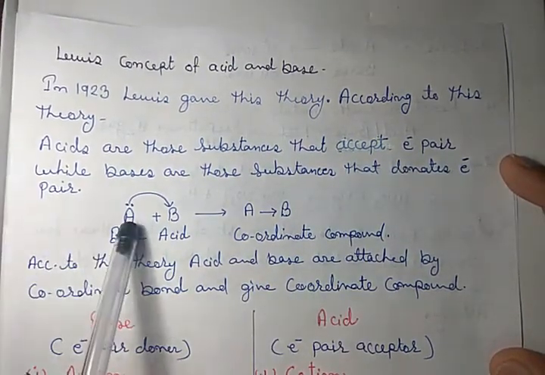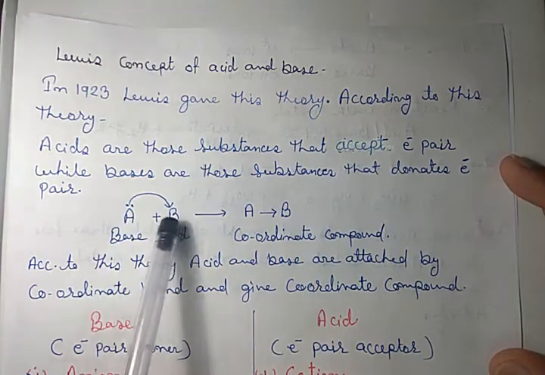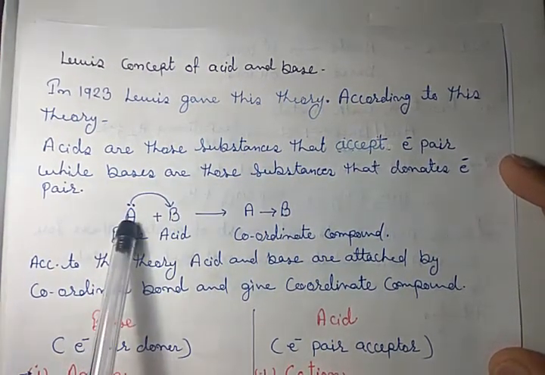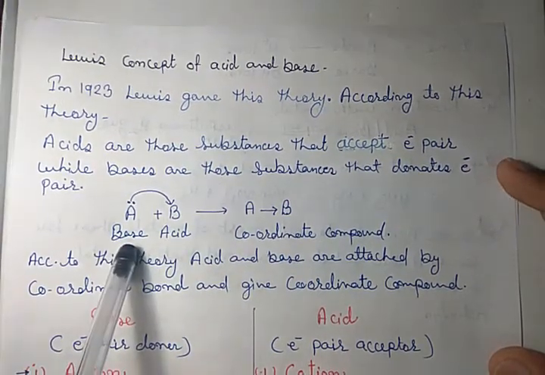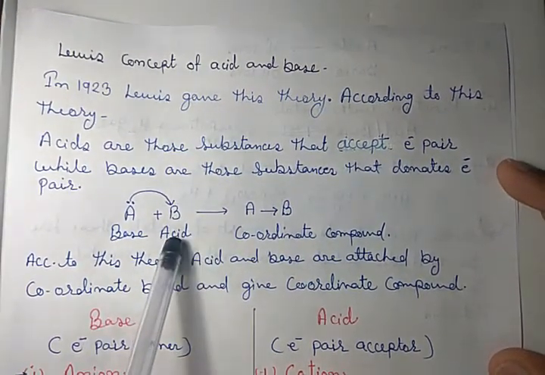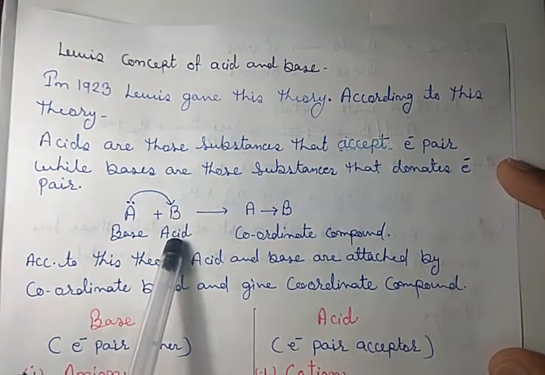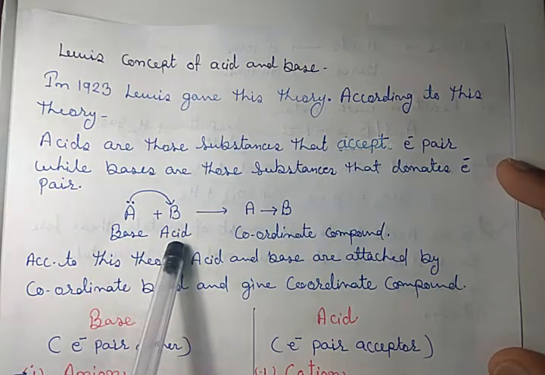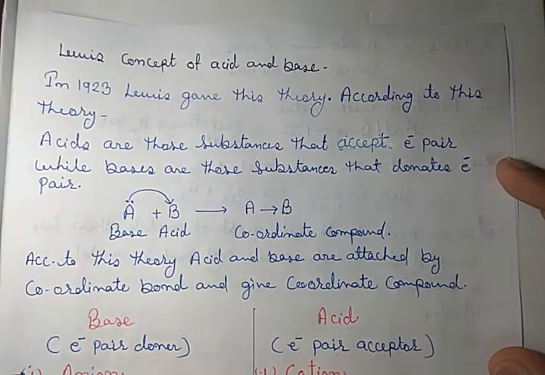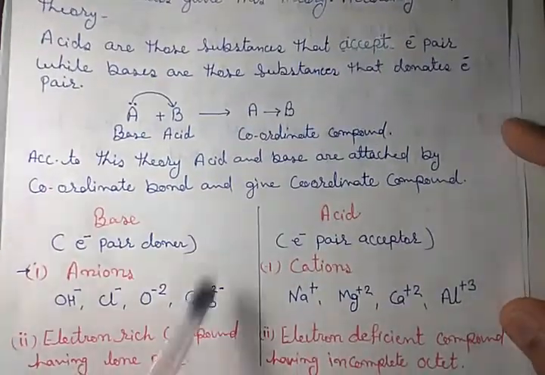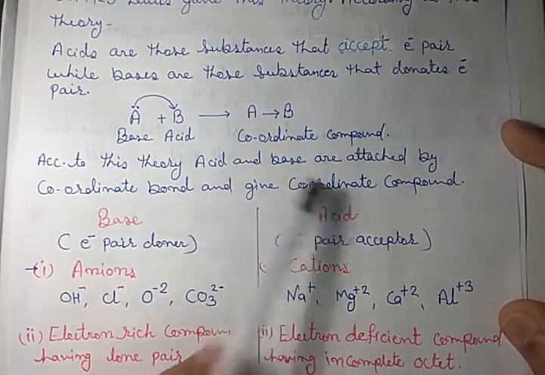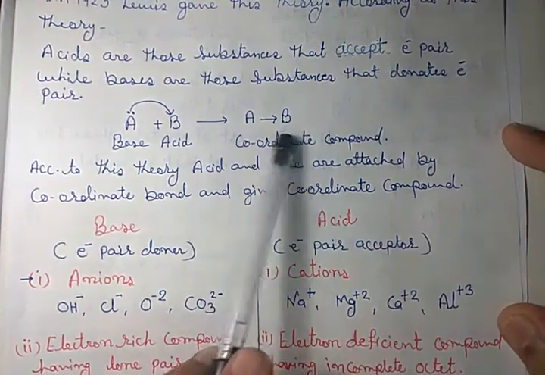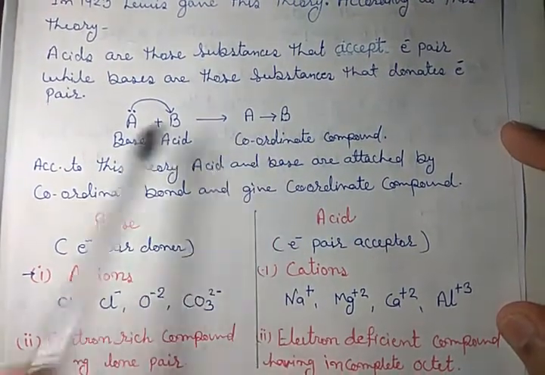Again coming to the example, A is donating an electron pair to B. So A is donating, so as per the definition it is a base, while B is receiving, accepting, so that is an acid. So A is here the base and B is the acid. According to this theory, acid and base are attached by a coordinate bond as I discussed earlier and give a coordinate compound. The compound formed is a coordinate compound.